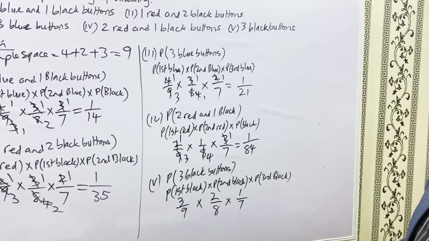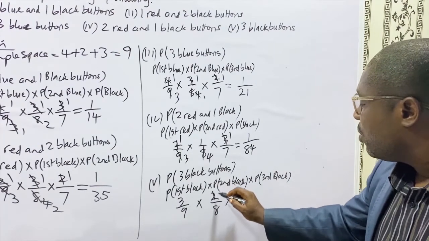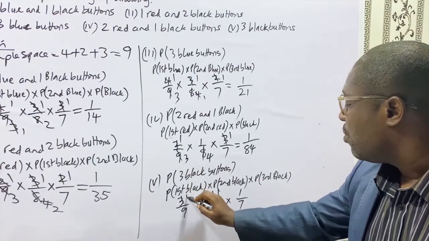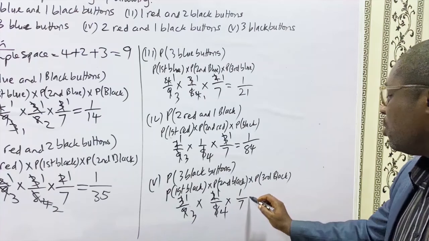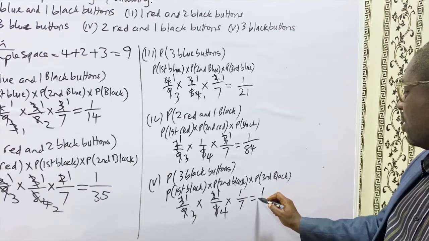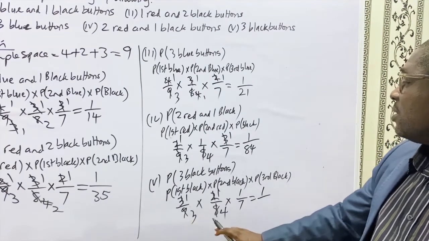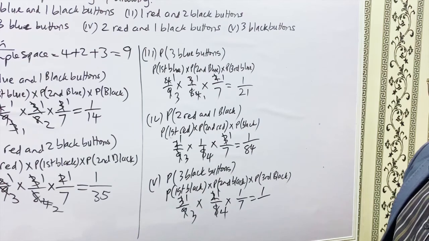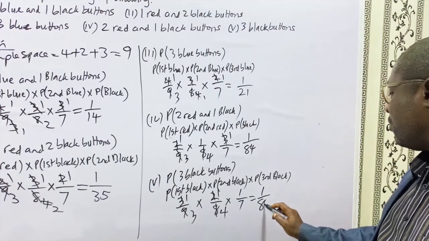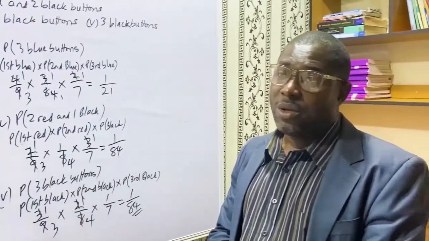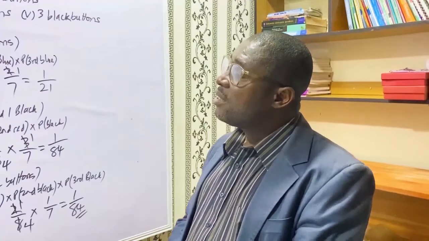So let's multiply through. Let's break it down. 2 will go here 1, 2 will go here 4, 3 will go here 1, 3 will go here 3. So our answer will be 1 times 1 times 1, that's 1, divided by 3 times 4, that gives us 12. 12 times 7, it's going to give us 84. So 84 on this side. So this is the answer to the question on dependent events.